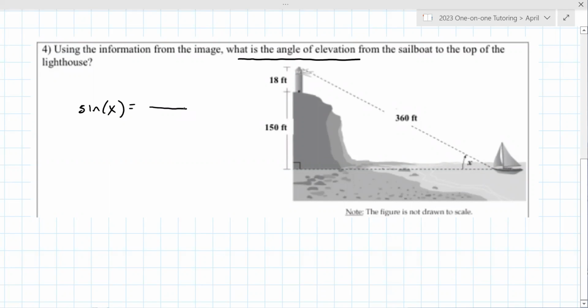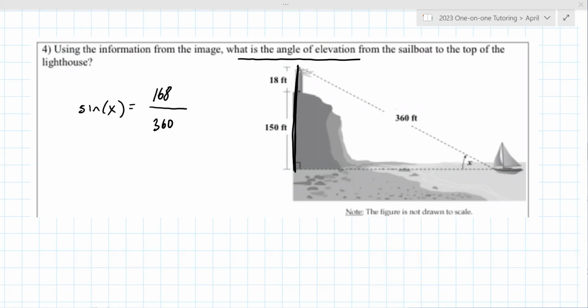What is the opposite in this case? 150. Anything else? 150 over 360. So this length is the whole side here, including both. Oh, it'll be 168 then, over 360. Mm-hmm. All right, so you say you got a calculator there. It'll be 27.8.